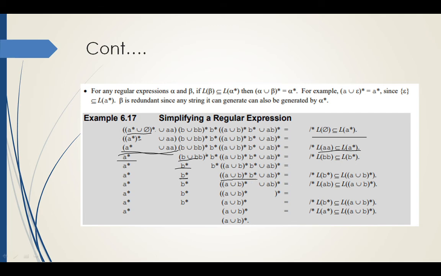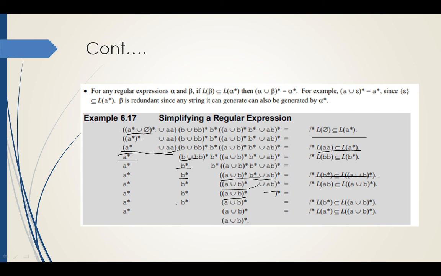Next, we'll move to the next bracket. What is there in the next bracket? (A union B) star dot B star. B star is a subset of (A union B) star, so directly I can write (A union B) star for this whole thing, using this rule. Next, (A union B) whole star union AB is there. AB is a subset of (A union B) star, so I can write (A union B) star directly.